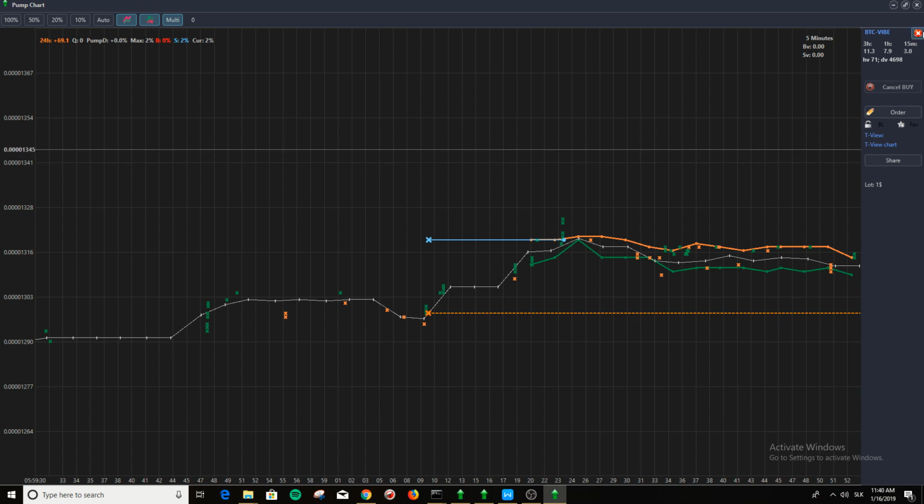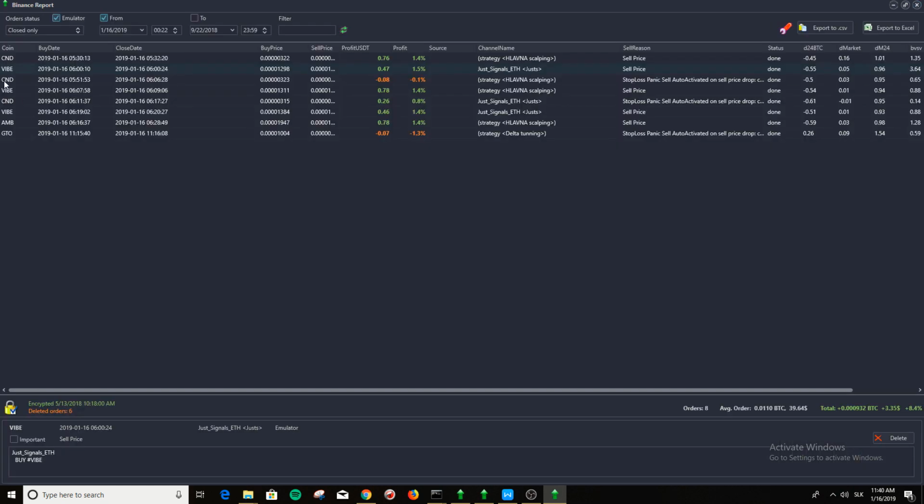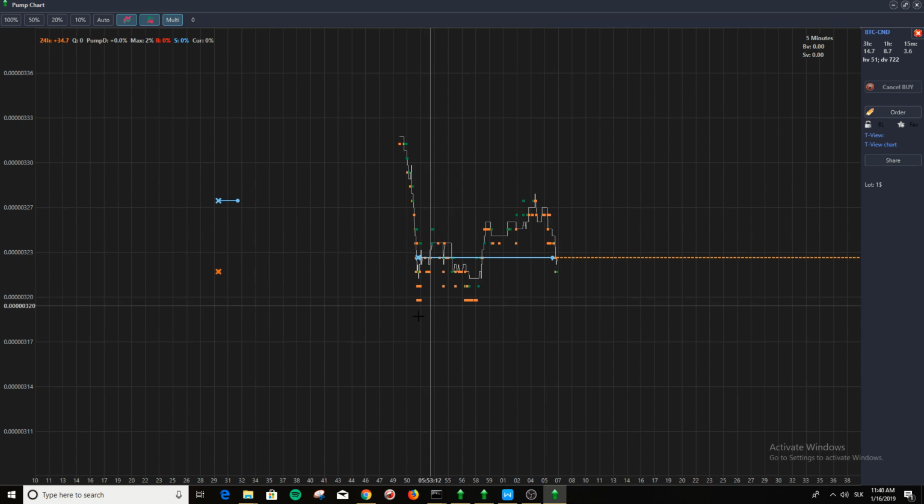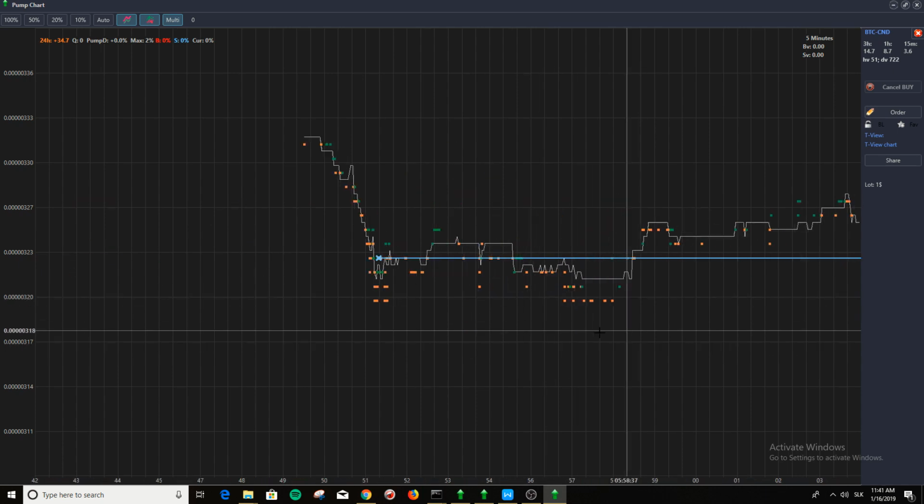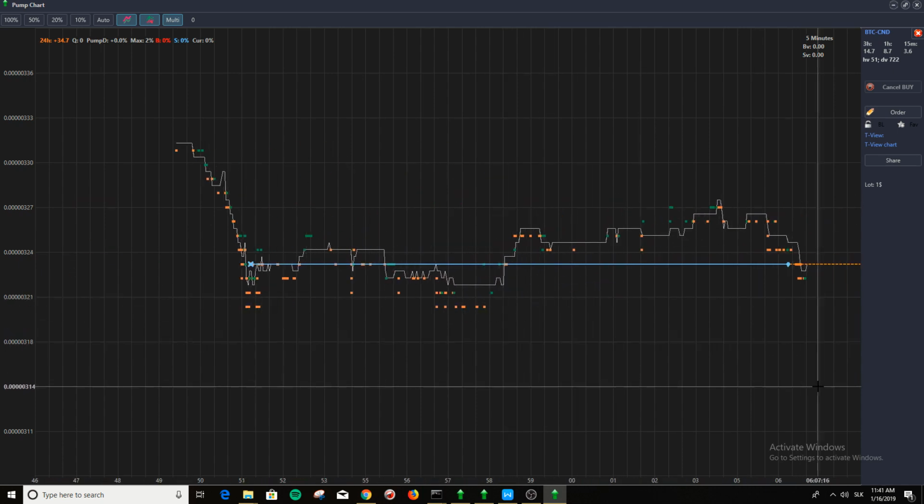Also, if you see that most coins that go into stop loss rise up after some time and that they could have been sold at your sell price if the stop loss didn't activate, lower your stop loss.